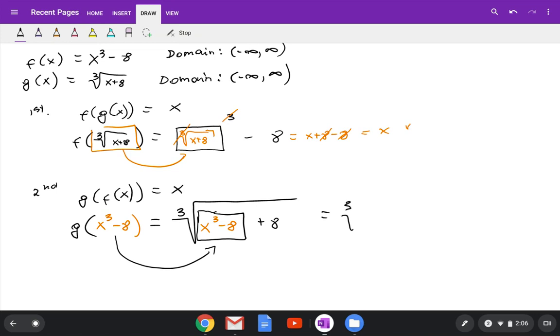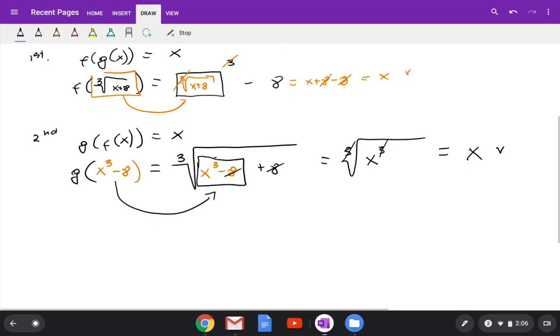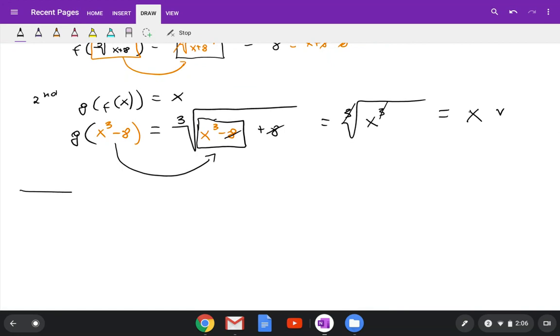So this is cube root of x to the third power, negative 8 and positive 8 will cancel. And again, index and radicals, if they are the same, they always undo each other, they cancel each other. So that will give you x. I think we're good with those types of problems, and we can move on to the next concept.